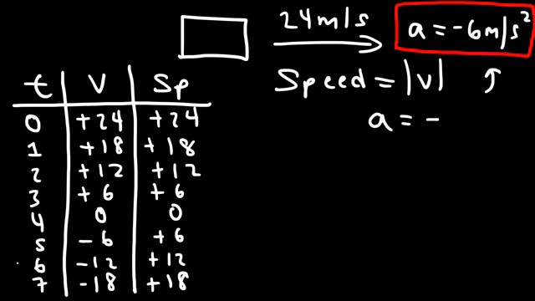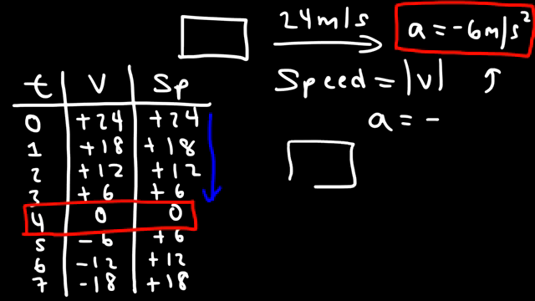In the first 4 seconds, the object is slowing down. If you look, the speed is decreasing from 24 to 0. So what's happening is that the object is moving, but over time, it's moving slower and slower and slower. And so at 4 seconds, at that instant, it's not moving.